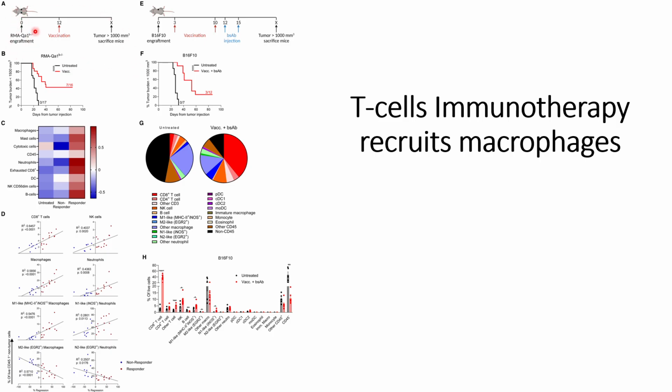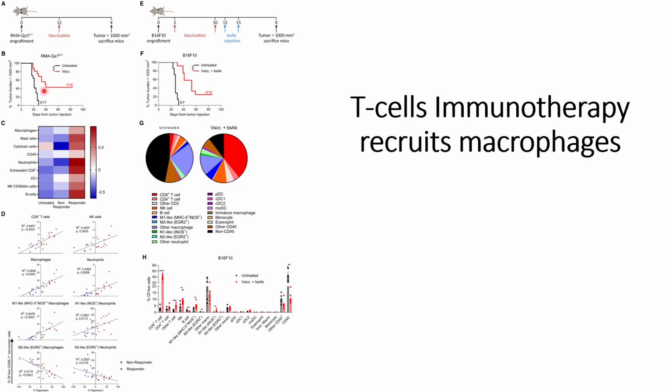Here they took the mice model and injected the engraftment, that is RMA QA1B negative, which is the standard model to check T-cell immunotherapies. After 12 days they injected the vaccines and then observed the tumor weight and whether the mice would survive or die. What they found is that compared to the untreated case, there are several mice in which the tumors are suppressed, and in some cases tumors are eliminated completely.